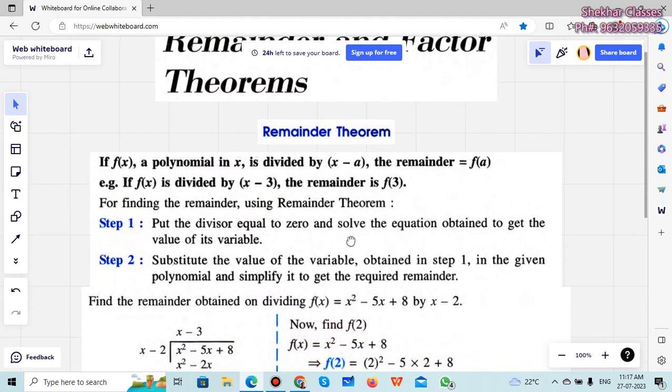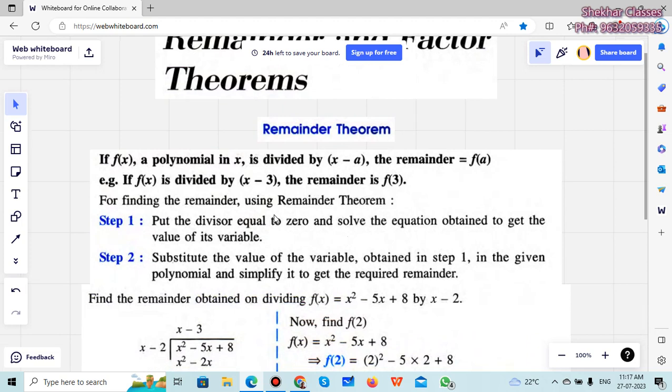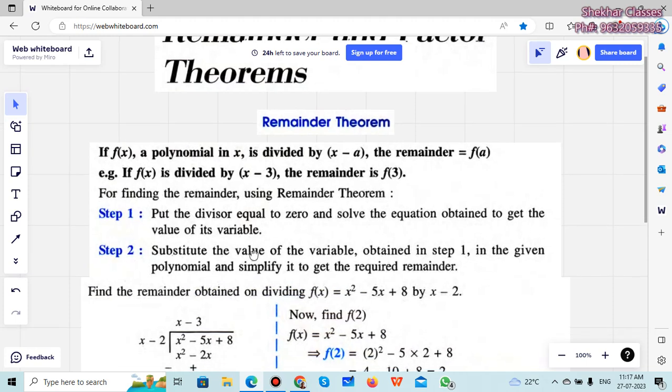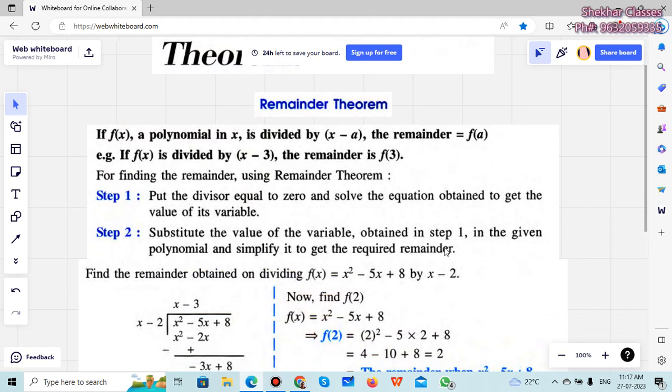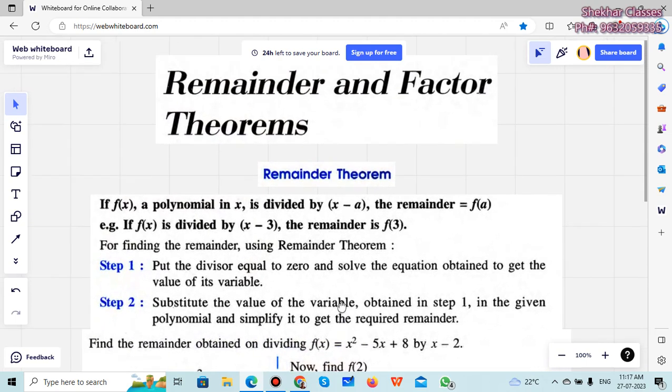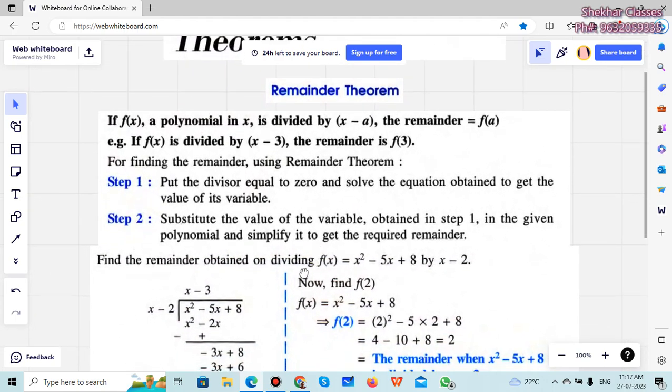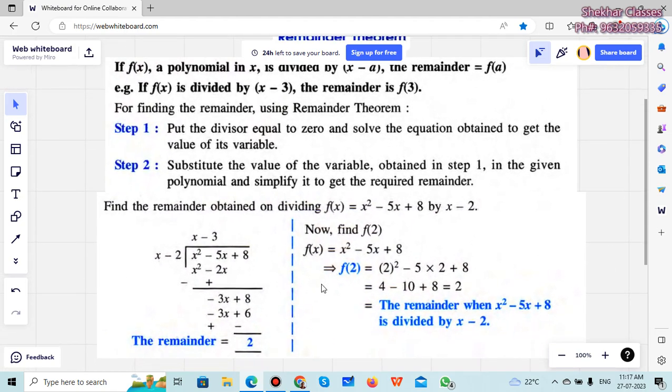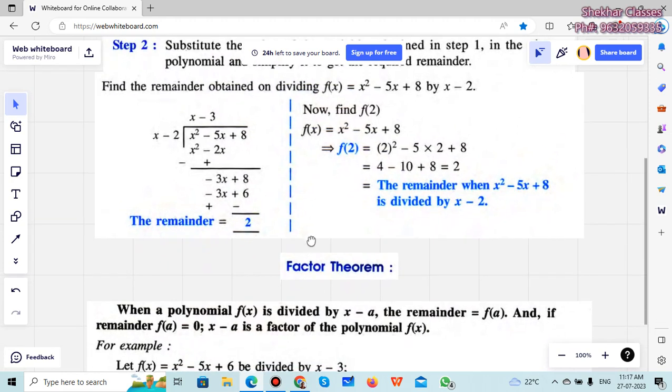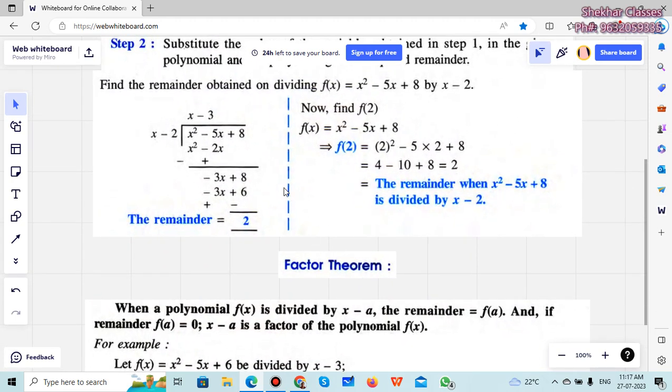Then they're telling you to find the remainder using the remainder theorem: put the divisor equal to 0 and solve the equation obtained to get the value of its variable. Substitute the value of the variable obtained in step 1 in the given polynomial and simplify it to get the required number. I hope you may not have understood that properly. So let's take an example. This is something very easy to understand.